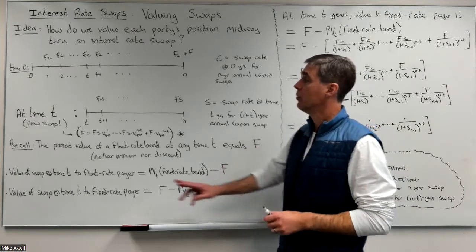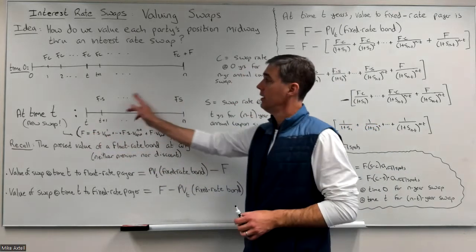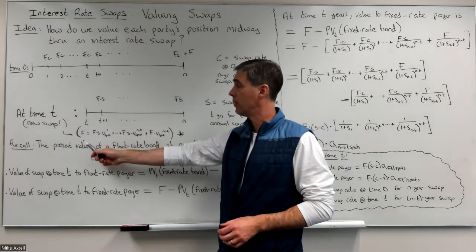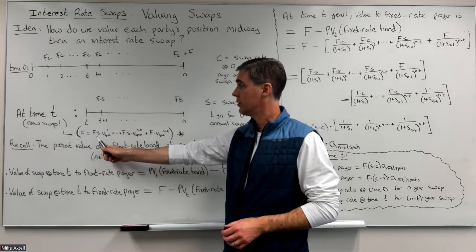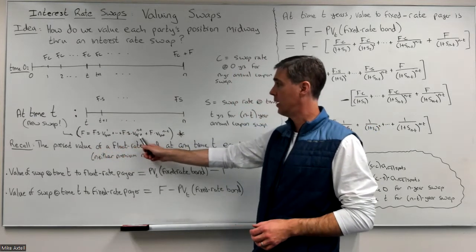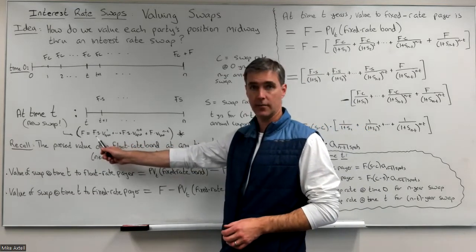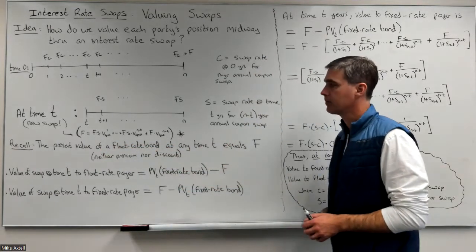Okay? So the value of this interest rate or fixed rate bond has to equal the value of the float rate bond, which is always F. And here's the value of the fixed rate coupons and the redemption value, all dragged back to time T. Okay, that will come up later.